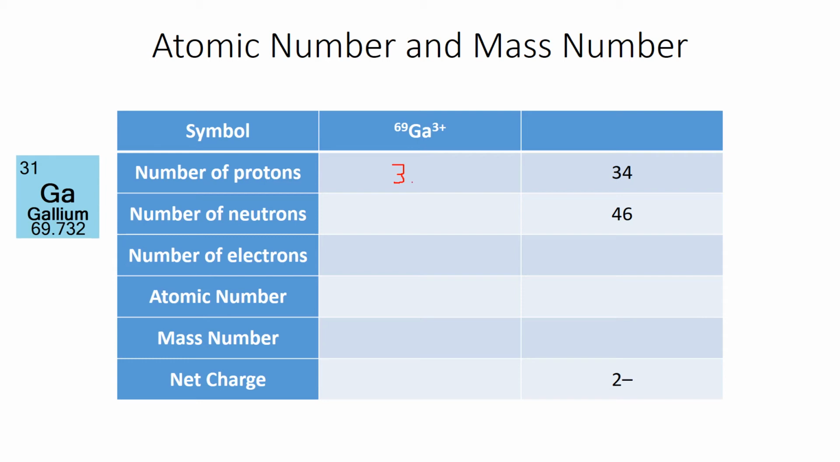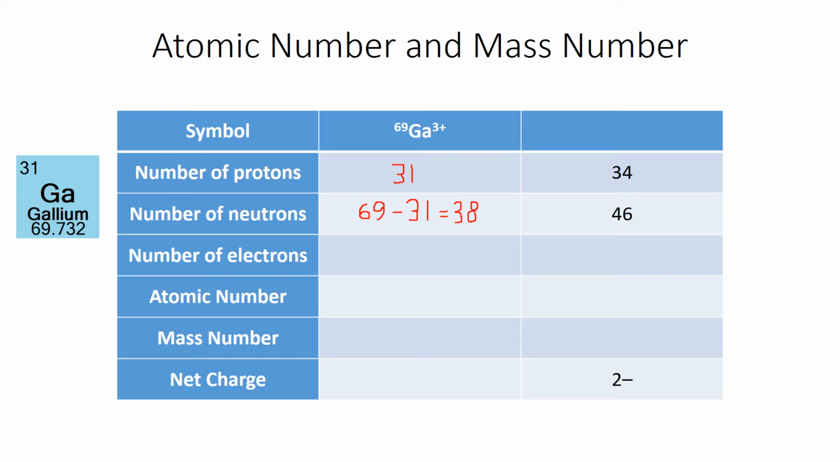So now let's figure out the number of neutrons. So my mass number is 69. 69 is the number of protons plus neutrons. So if I take the mass number and subtract the atomic number, 69 minus 31, I should end up with 38. And that's the number of neutrons.